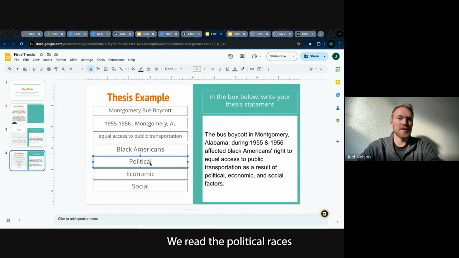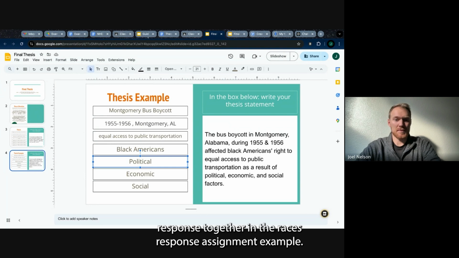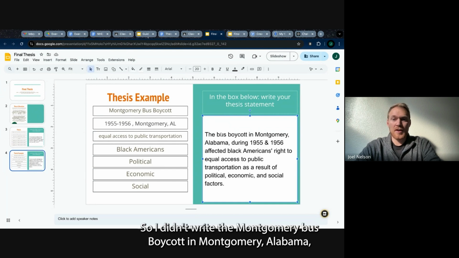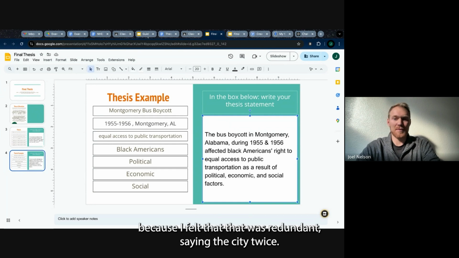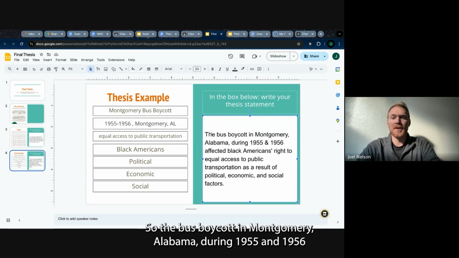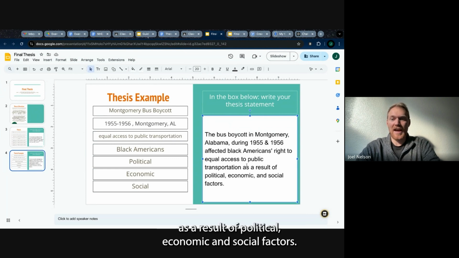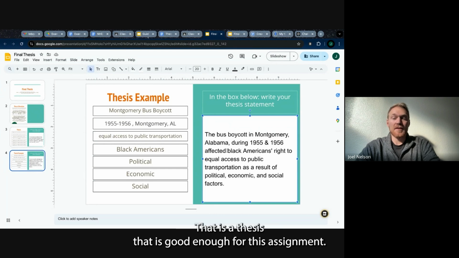We read the political races response together in the races response assignment example. So over here, here's how it would read. The bus boycott in Montgomery, Alabama. So I didn't write the Montgomery bus boycott in Montgomery, Alabama, because I felt that that was redundant saying the city twice. So the bus boycott in Montgomery, Alabama during 1955 and 1956 affected Black Americans' right to equal access to public transportation as a result of political, economic, and social factors. That is a thesis that is good enough for this assignment.